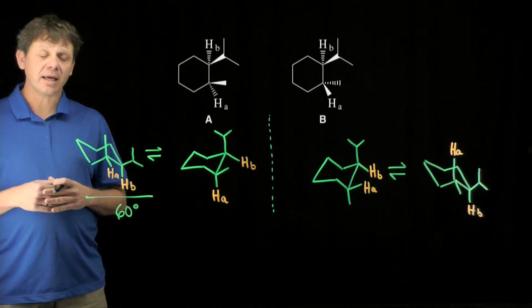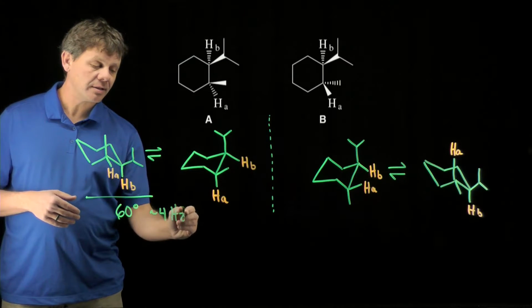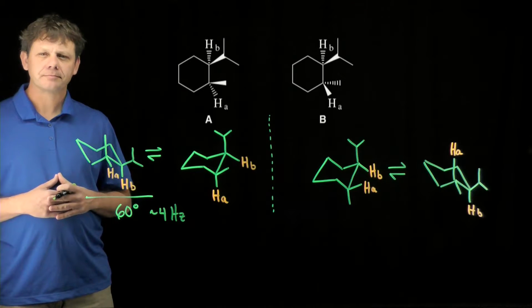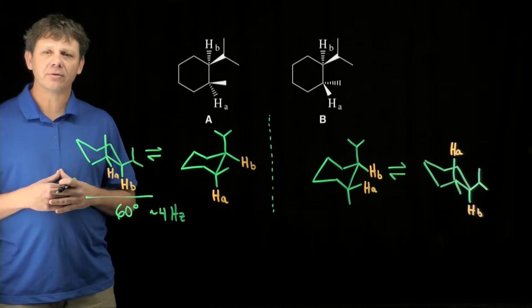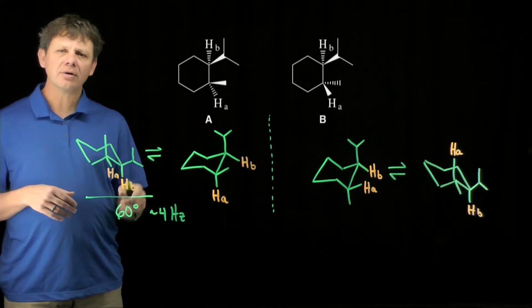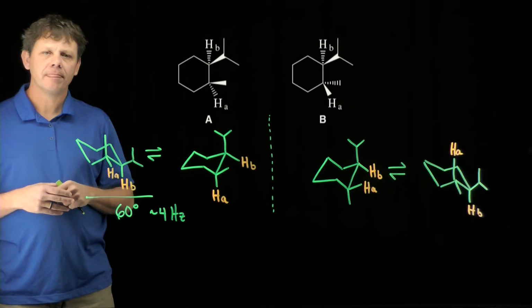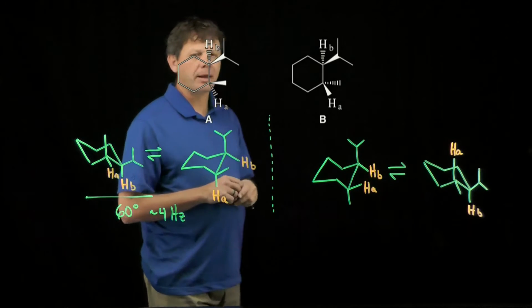A 60-degree dihedral angle is going to give us what we expect to be a coupling constant of 4 Hertz. So if we look at the NMR spectrum and we see a coupling constant between HA and HB of 4 Hertz, we would believe that we probably made compound A. Let's do the same thing for compound B.